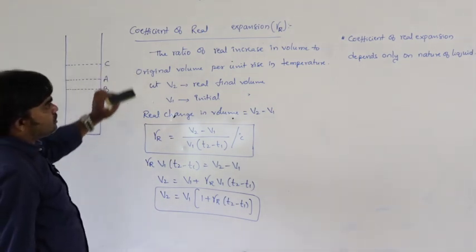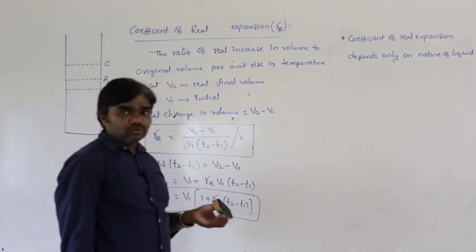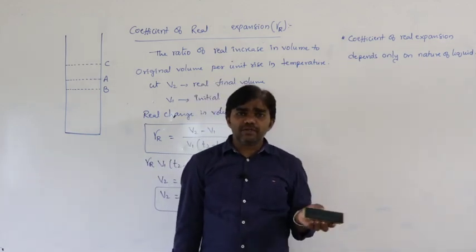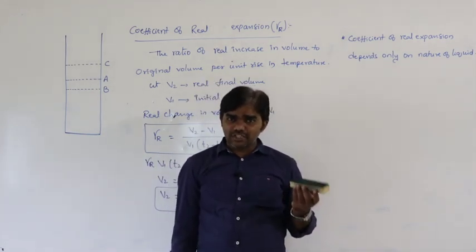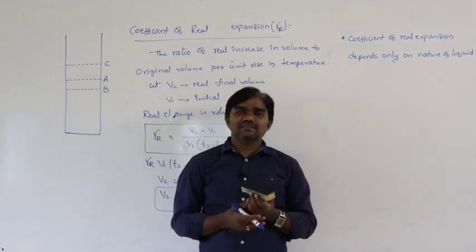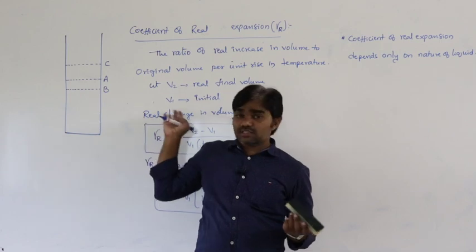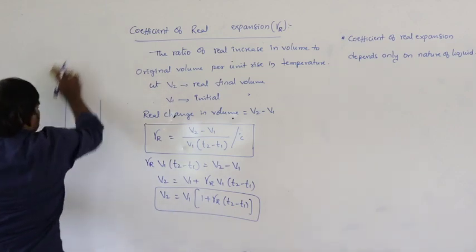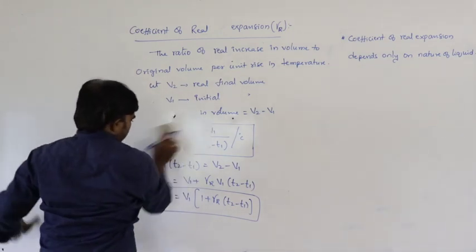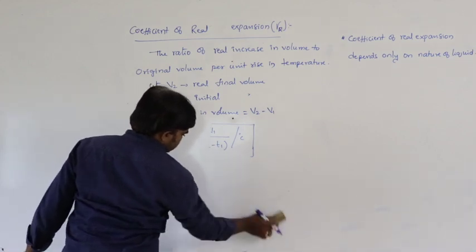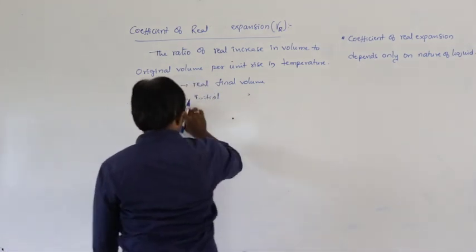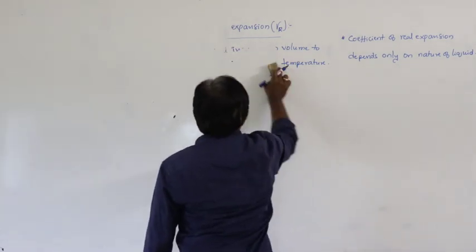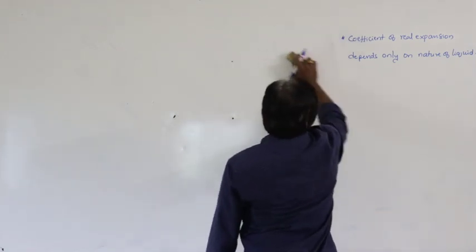So this is the coefficient of real expansion. These are the two definitions in case of thermal expansion of liquids. If the temperature of the liquid changes, then the liquid level rises. Then what is the relation between the coefficient of real expansion and the coefficient of apparent expansion? How can we derive these two? So we can discuss that now.